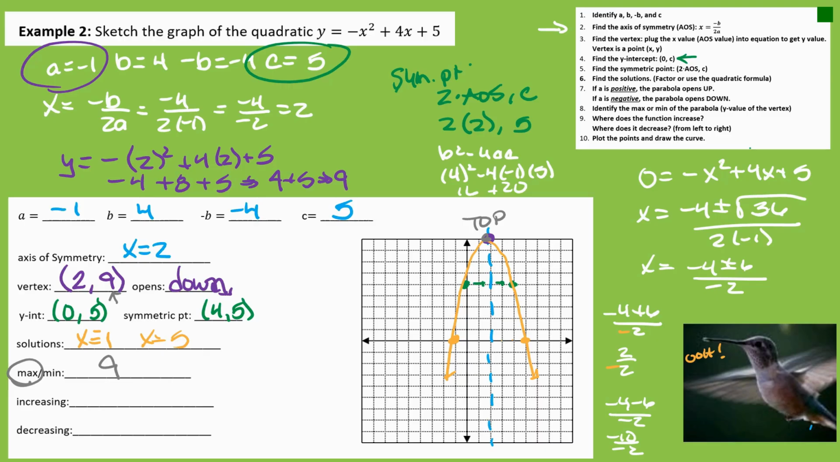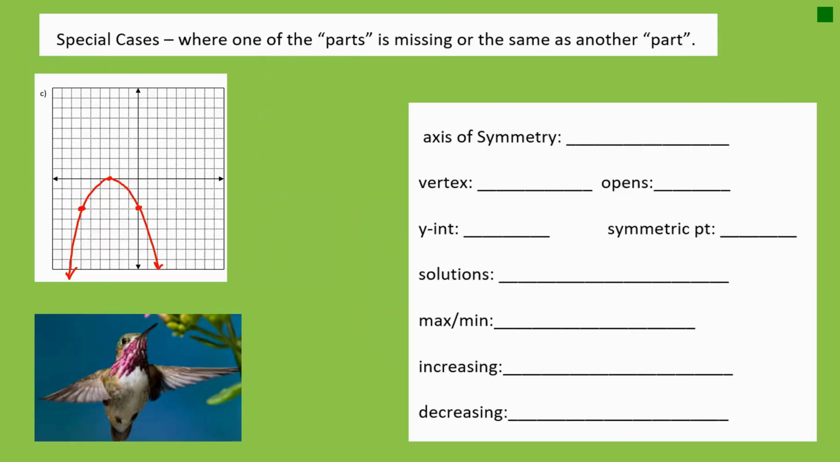From left to right, I start at the bottom, I go up to the vertex, so it's increasing on the left, so it's increasing where x is less than 2. From the vertex to the right, I'm going down, so it's decreasing where x is greater than 2. There's a lot of stuff on that slide. I hope you were neater.